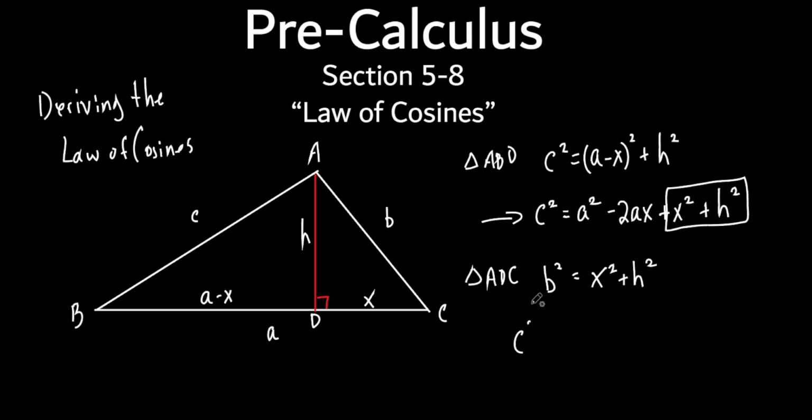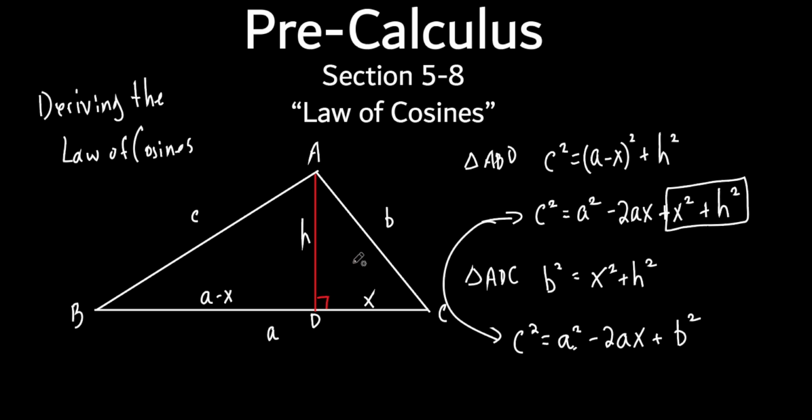So c squared is equal to a squared minus 2ax. Where am I getting this from? I'm getting this from this. But I'm going to replace this thing in the box with a b squared. That's all I'm doing. It's the only thing I'm doing in this step. Plus what? B squared. Everybody see that? All right, so that's not too hard.